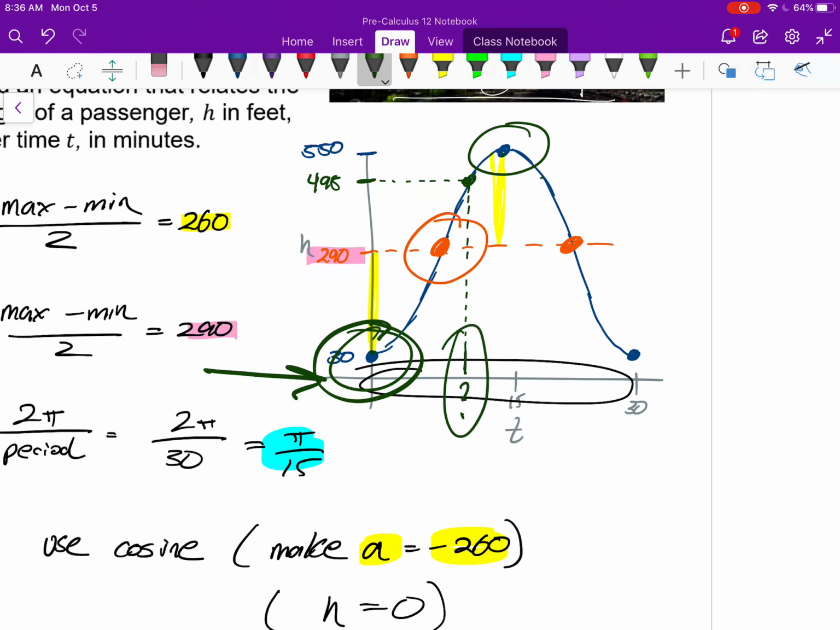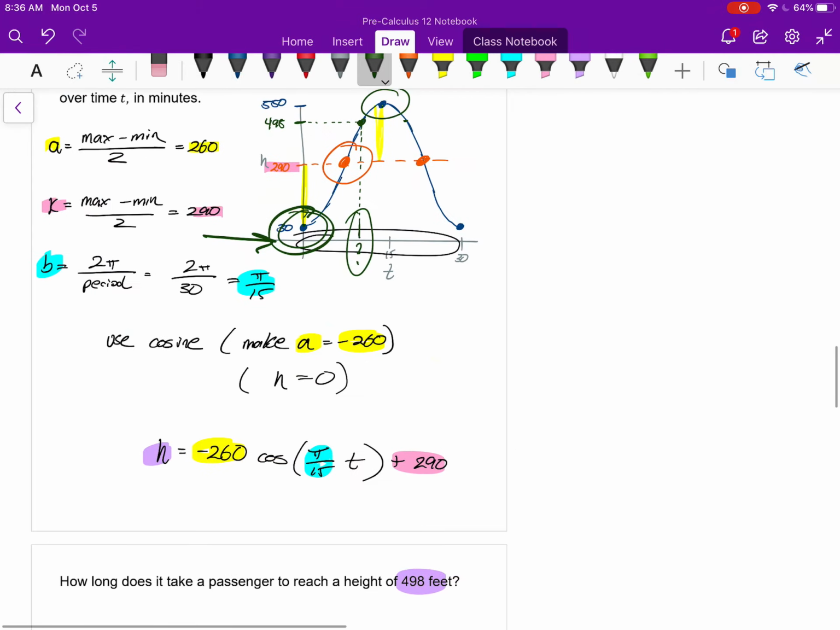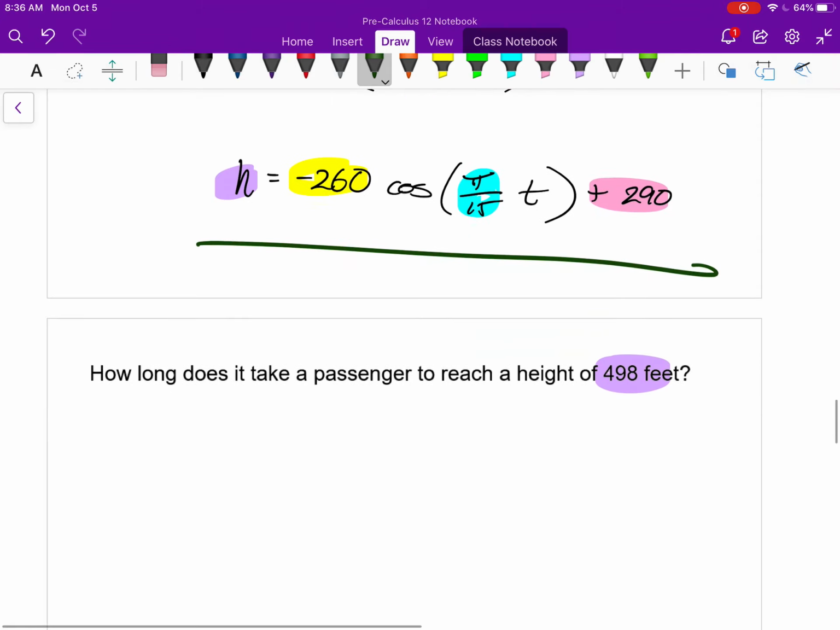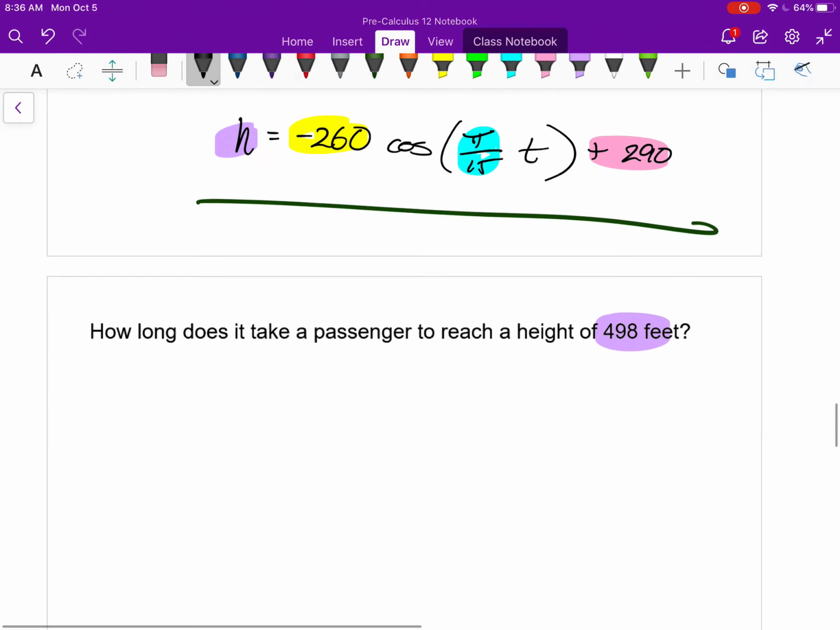Although they're going to reach 498 feet on the way down, I'm just going to go with the way up. It's kind of what you imagine. How long does it take to get up to 498 feet? So how do I do that? Well, I have two options. I could graph this in Desmos and just look and see where h equals 498. Or algebraically, I can replace h with 498. So 498 equals negative 260 times the cosine of pi over 15 times t, plus 290.